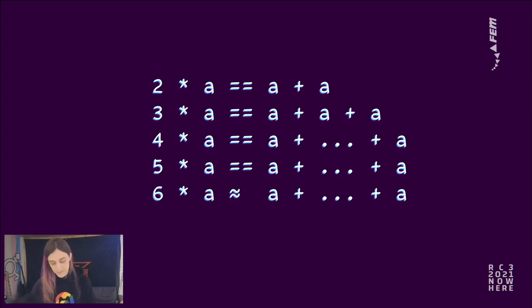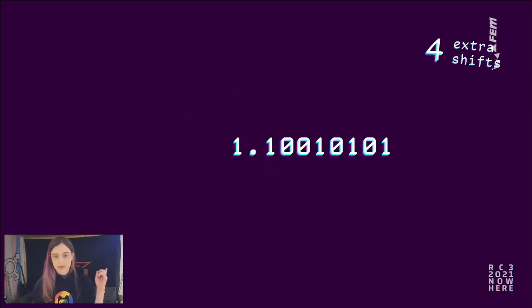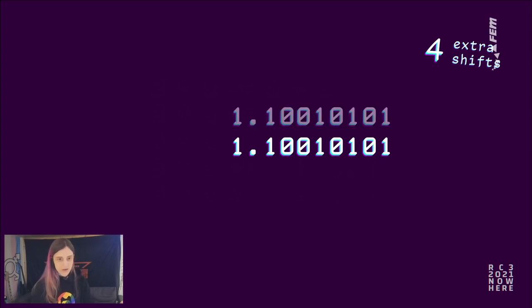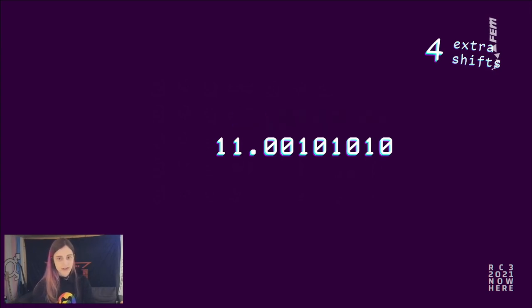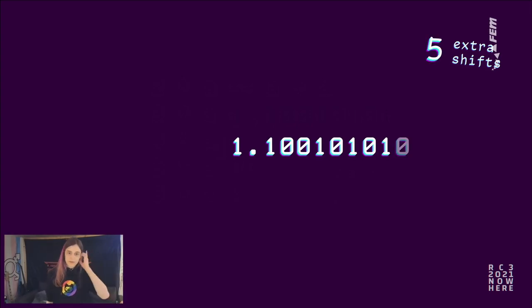So let's start with this number. This is the number that we're going to try this out with. It's at four shifts, and it's got this binary pattern, right? That's pretty simple. And so I'm now going to add it to itself, like this, add them together. We get this. Remember that we are supposed to have only one digit in front of the decimal point. So we shift it back and increase the number of shifts.